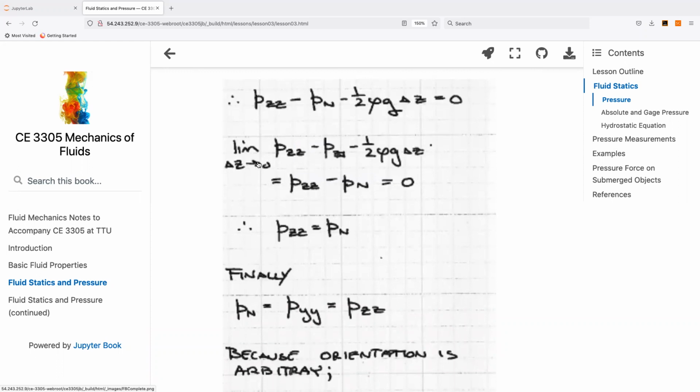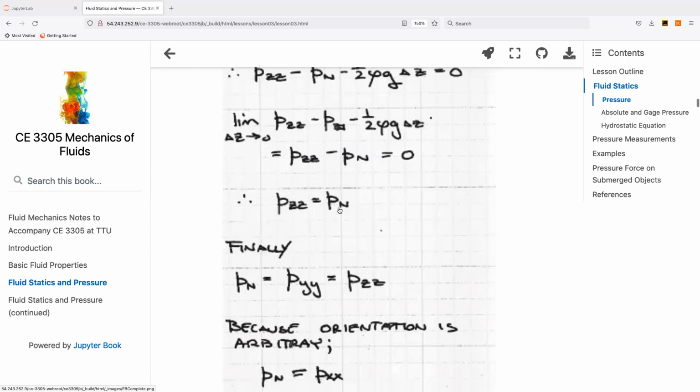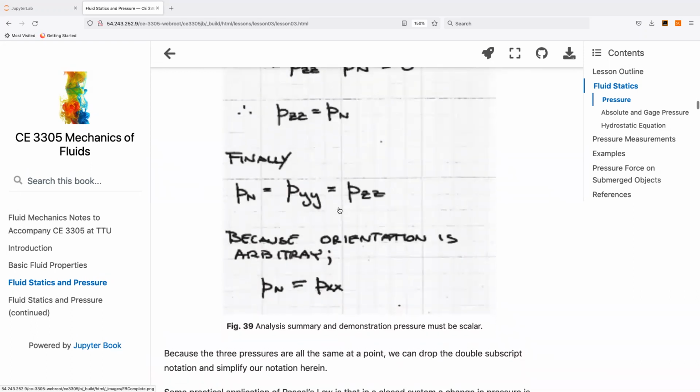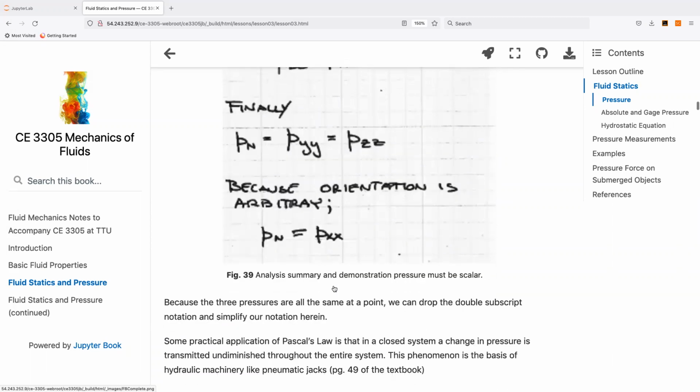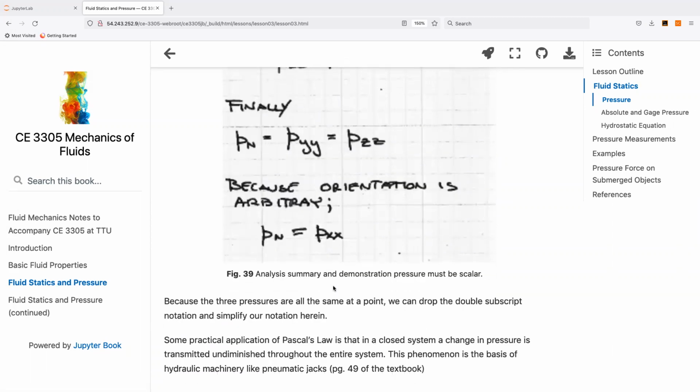Take the limit as the thing gets really teeny, and we discover that the z component is also equal to the normal force, or to the p sub n, the one that's on the angulated part. And finally, we put everything together and we discover that p sub n is equal to p_yy is equal to p_zz is equal to p_xx, because the orientation is all arbitrary. And the only way that can be true is that that has to be a scalar.